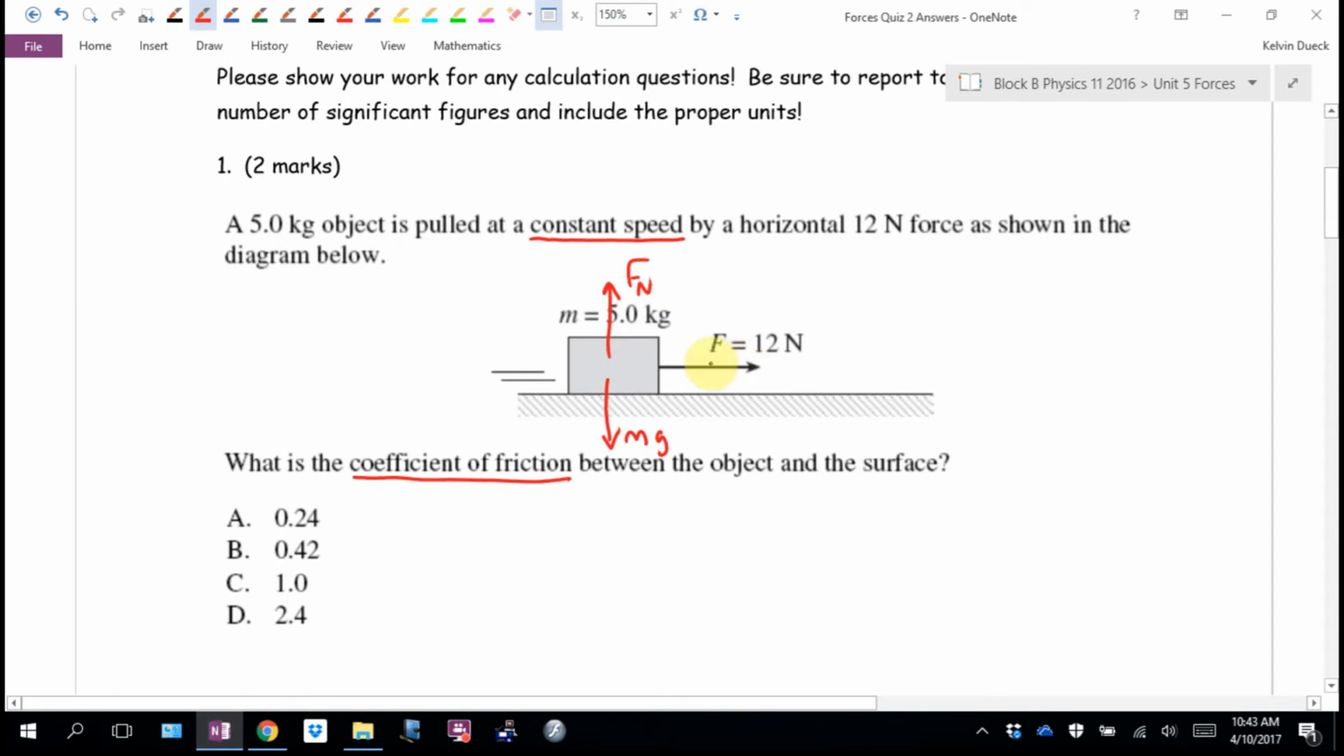Here I have this 12. I'll draw an arrow there just to remind myself not to forget it. If you wanted me to give that 12 a name, that's what I typically call the applied force. Something's applying a force. What? I don't know, but it's 12 newtons.